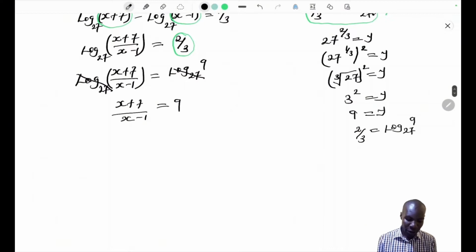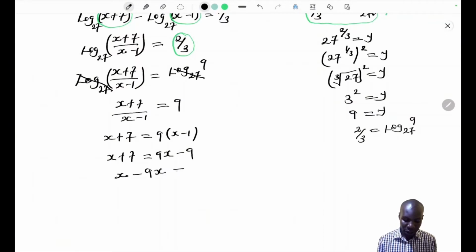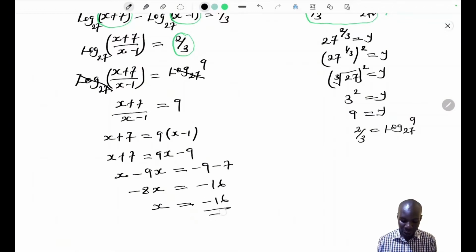So that will give us, cross multiply, x plus 7 should be equals to 9 in bracket x minus 1. x plus 7 should be equals to 9x minus 9. Collect the like terms: x minus 9x should be equals to minus 9 minus 7. Minus 8x should be equals to minus 16. x alone should be equals to minus 16 over minus 8. x is equals to 2. And that is the answer for that.